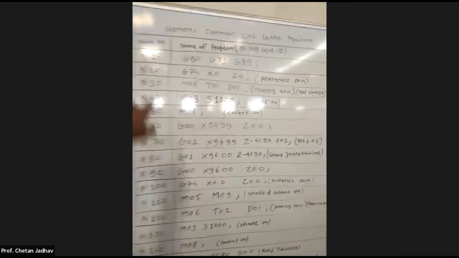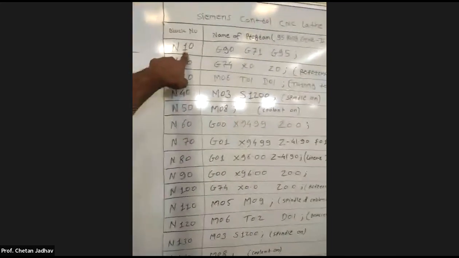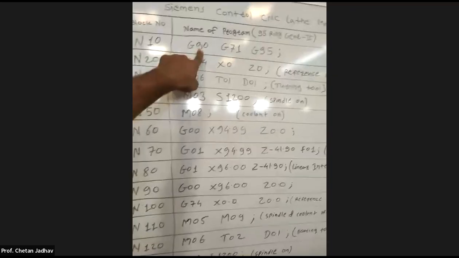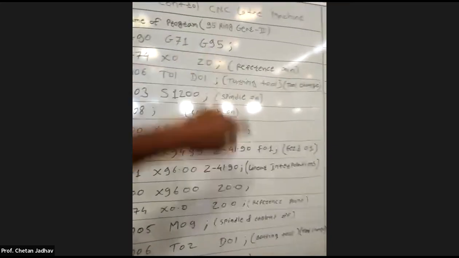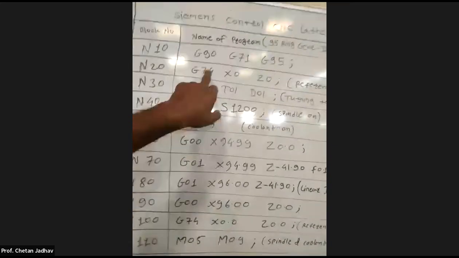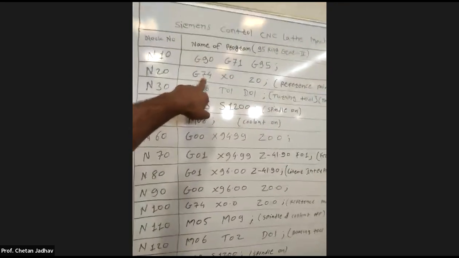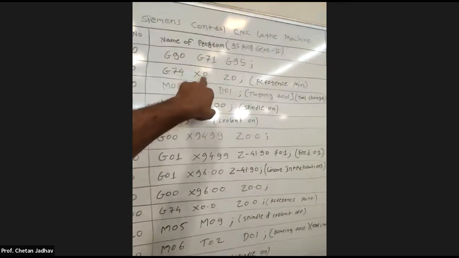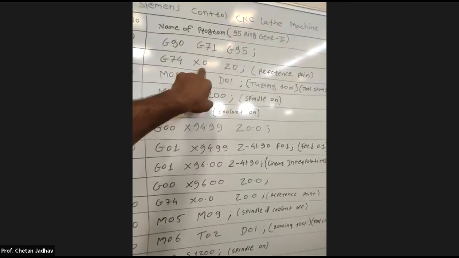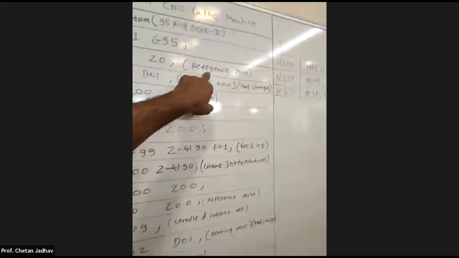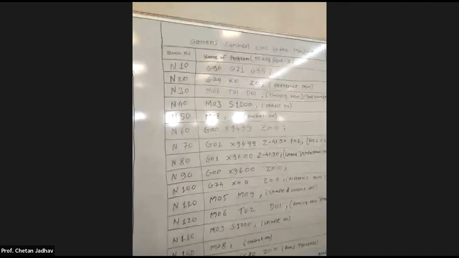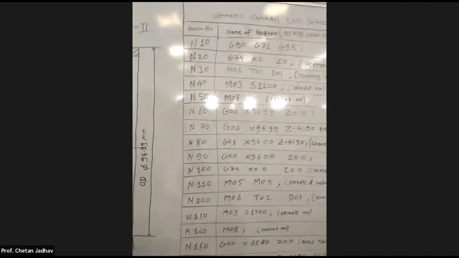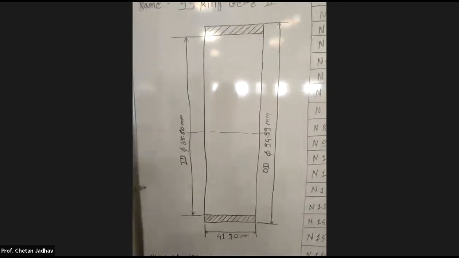programming. You can see this is the block number. Already we discussed N10 first: coordinate system, then metric input, then constant speed. Already we have discussed the feed rate. Then the second block is the reference point, where they have taken the x0 and z0 coordinate as the reference point. Just remember that G code and M code we have already discussed in the last 2 lectures. Now you can see this is the first drawing.